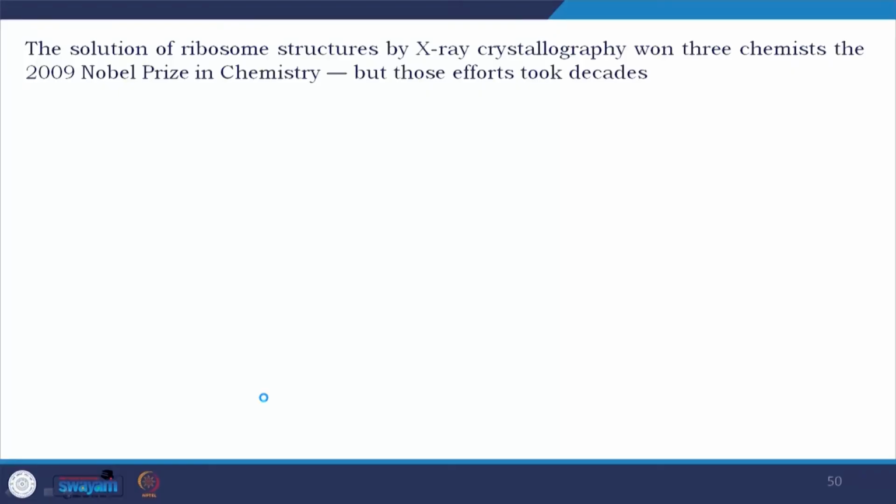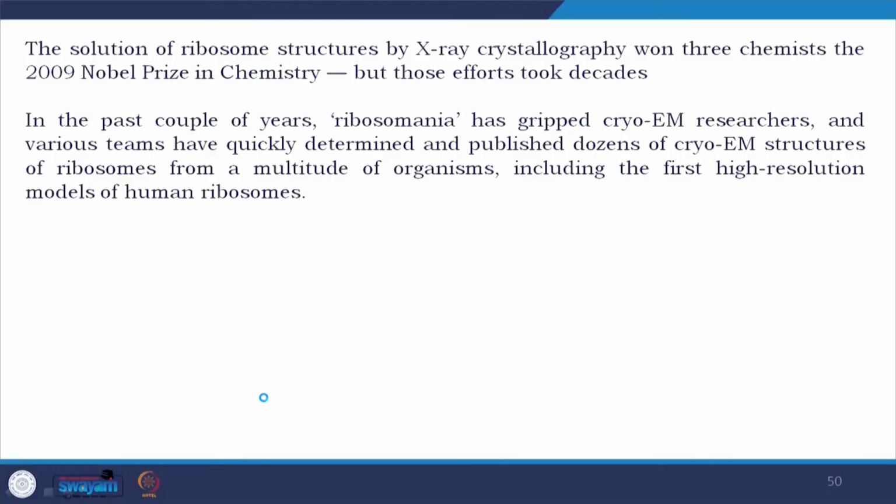The solution of the ribosome structure by X-ray crystallography won 3 chemists the 2009 Nobel Prize in Chemistry. Venki Ramakrishnan is one of them, along with Thomas Steitz. So, they got the Nobel Prize for the structure of the ribosome, but in addition to that, ribosome mania has gripped cryo-EM researchers. Why? Because the ribosome is a stable complex and is good enough in size for cryo-electron microscopy, and it is very important because it is the protein synthesis machinery.